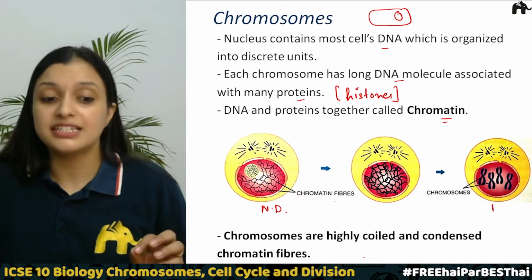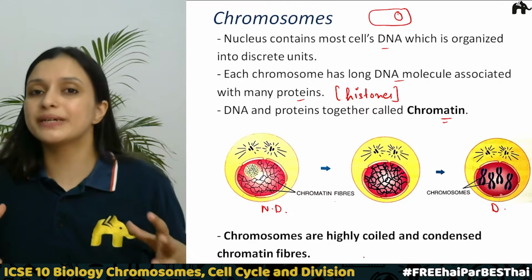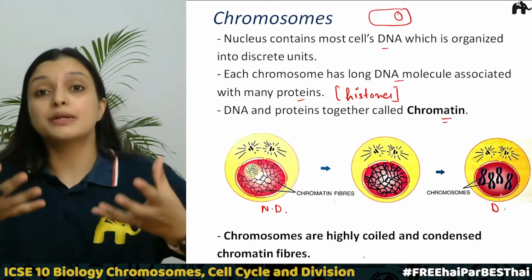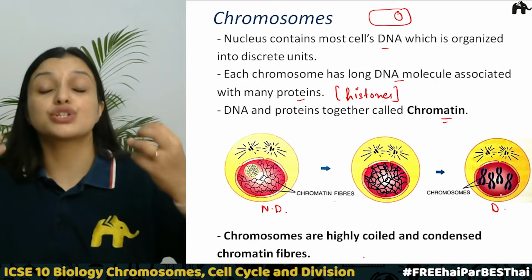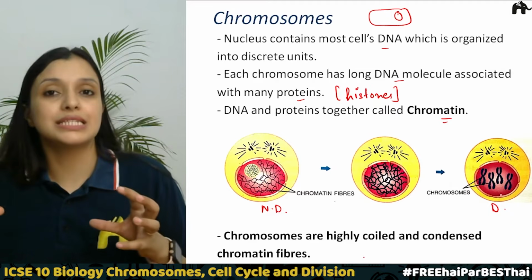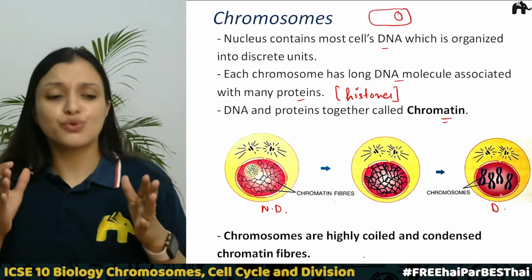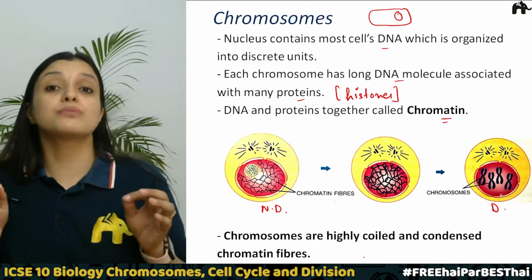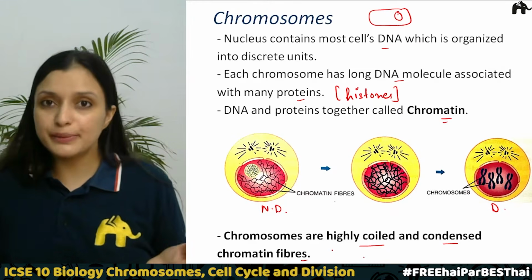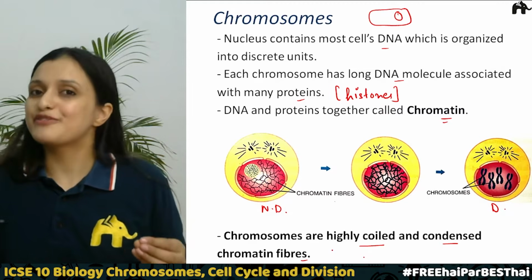And this is the dividing stage, where the chromosomes are clearly visible. When this chromatin material becomes condensed and thick, it starts picking up the dye with which this cell was stained, and now we can easily see these chromosomes. Fine. So I hope this is clear. So what are these chromosomes? These chromosomes are highly coiled, condensed chromatin fibers.